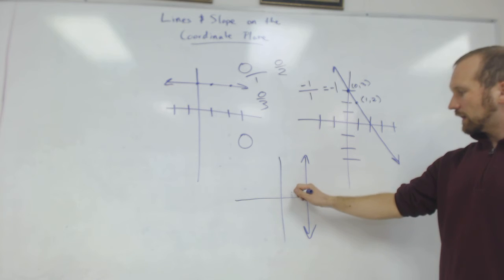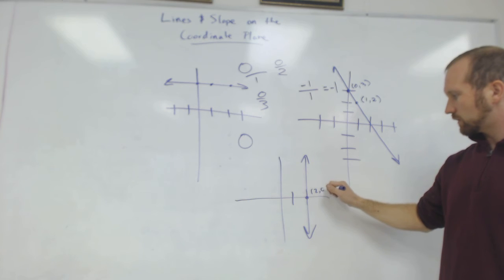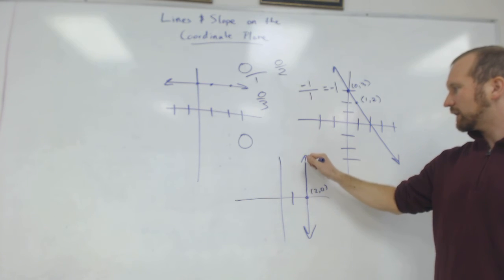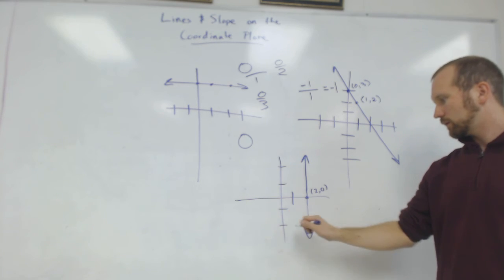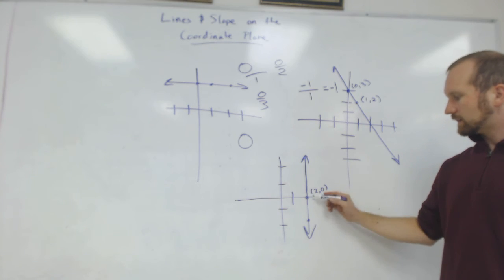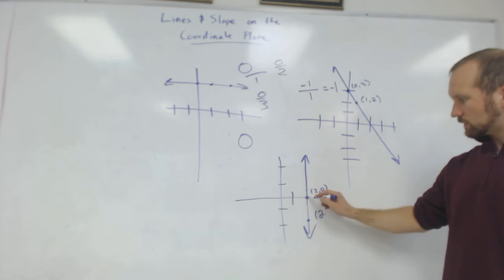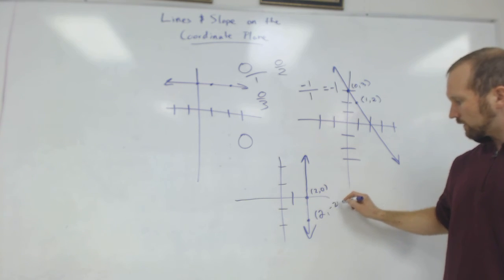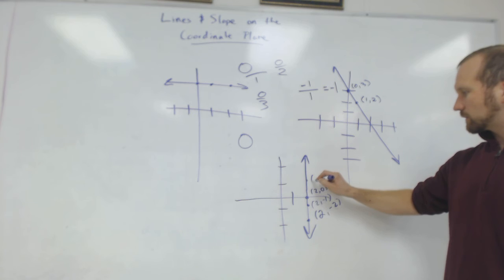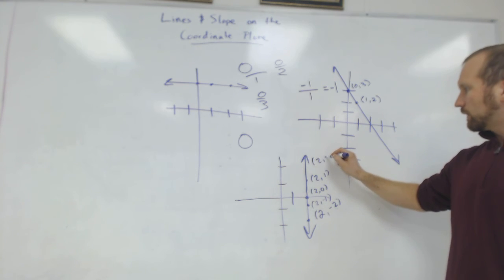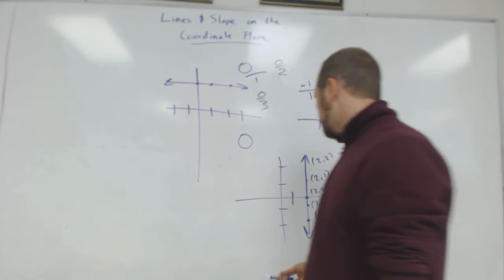Let's pick a point. So let's say this would be 2, 0. And then what's going to be true of any other point on this line? No matter where I go, what's the x coordinate here? The x is still 2, right? And then the y would be -2. But then I could also have a point here, 2, -1. What's true of all these points? The x coordinate is always 2. So it just equals 2.